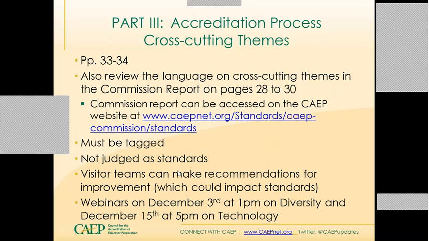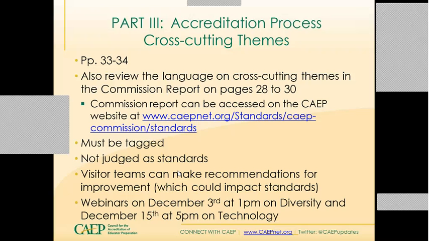Because you're going to show, let's say, the diversity of your candidates in that chart as well, as you're going to disaggregate it for, let's say, race and ethnicity, then you might also tag that to the diversity standard. Okay? However, you should know that both of the cross-cutting themes, as pointed out in the Accreditation Handbook, are not going to be judged as standards because they are not standards.